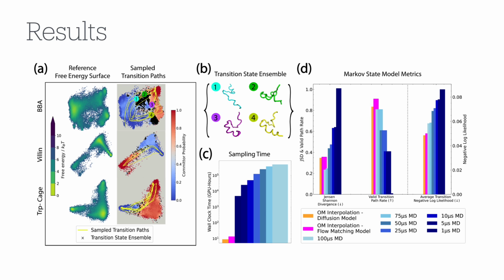And for proteins whose processes we actually know, it does pretty well. You can see this Jensen-Shannon divergence. The orange and pink bars on the graph are the OM method that they've been discussing, and the blues are the MD simulations. For this Jensen-Shannon divergence, you want lower values. That's better, right? More close to reality. You can see the OM models do very well. For the valid transition path rate, you want higher values. Again, they do very well. The results are very promising compared to much longer running molecular dynamics simulations.